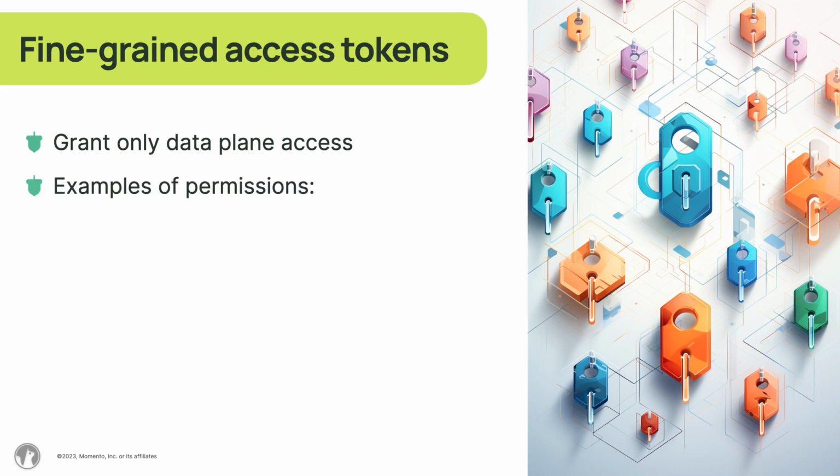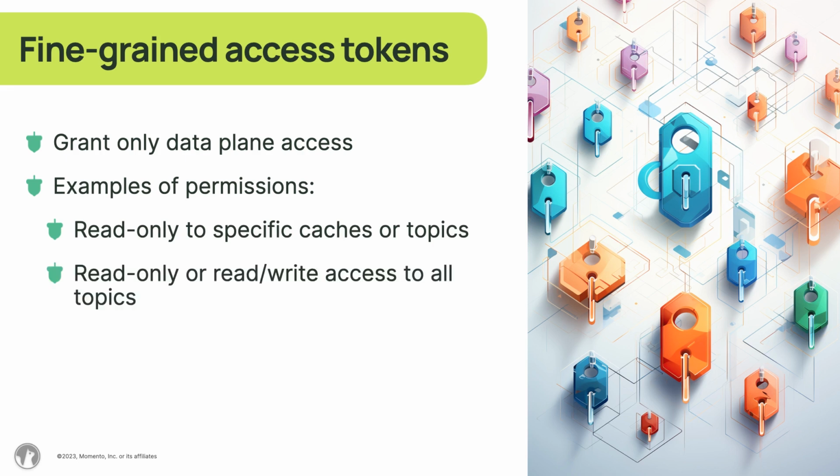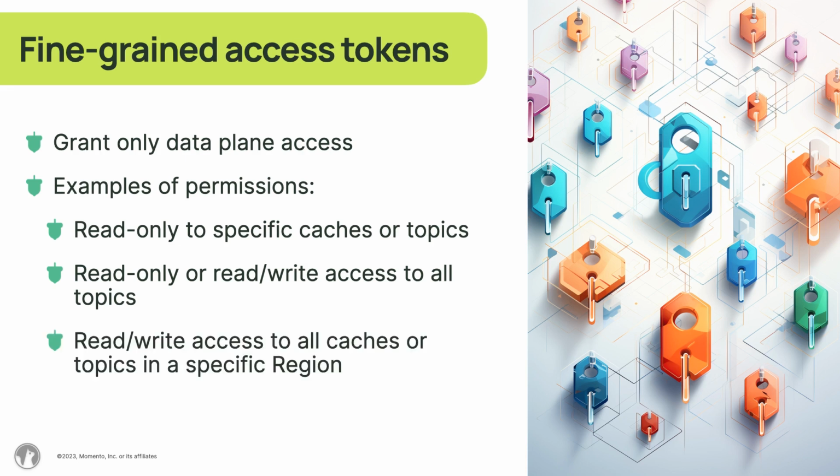Here are a few examples of permissions that you can do with fine-grained access tokens. You could grant read-only access to one or more caches or pub/sub topics by name. You could grant read-only or read-write access to all topics in a specific cache. You could grant read-write access to all caches and all topics in a specific region. You probably shouldn't, but you could.